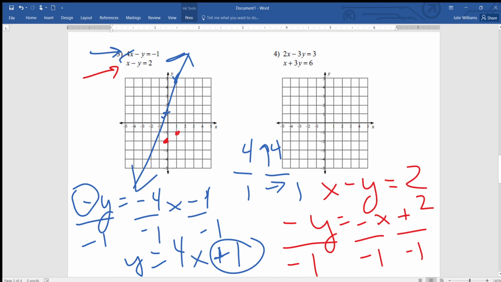So I'm thinking that the solution is probably (-2, -3), and you can plug it in to make sure. But I think that would be right. This is my solution right there where they intersect. Again, the intersection is the solution. And remember, a solution is just a point where, if you were to plug in the x and the y to both of those equations, it would make a true statement. That's all a solution is.